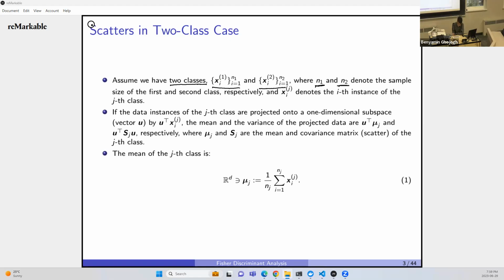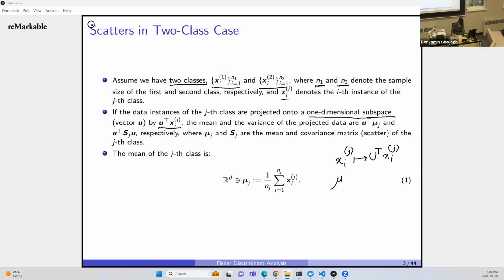And x_i^j is the ith point in the jth class. If the data instances of the jth class are projected onto a one-dimensional subspace, then what is it? Recall the preliminaries. It is U transpose x_i^j, and U is a vector. Why? Because it's a one-dimensional subspace, right? What happens to its mean and covariance? We already talked about it in PCA also.